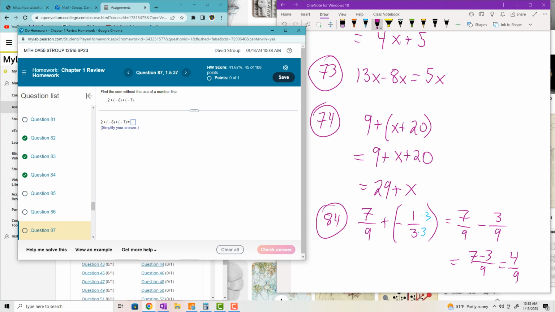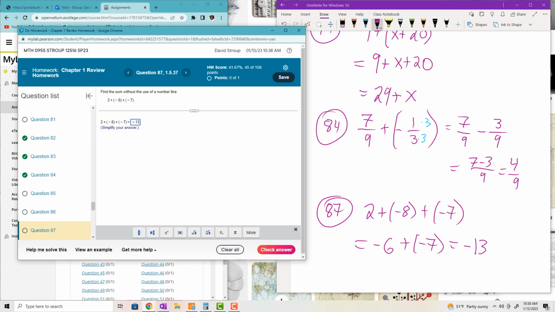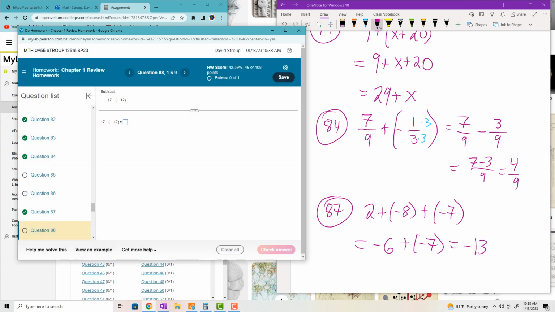Adding numbers, you can add 2 at a time if you want, for stuff like 87. So 2 plus negative 8 plus negative 7. So 2 plus negative 8, you have to subtract the 8 and the 2, so that would be 6. The bigger number is 8, so you get negative 6 plus negative 7. Same sign, add the numbers together. So 7 plus 6 is 13, and then borrow the negative, so it would be negative 13. Yay. Negative negative is positive, so 17 minus negative 12 is the same as 17 plus 12, which will be 29.